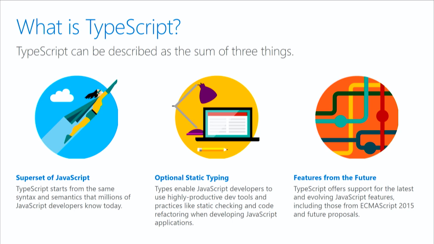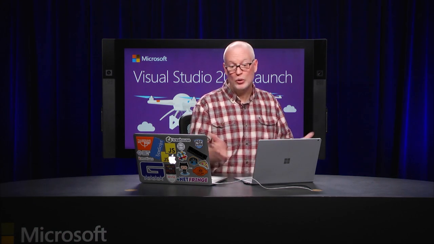And then lastly, features from the future. So this is like what Babel does, in that we're able to write JavaScript code using new ECMAScript 2015, 2016, or even 2017 proposals and have that down-compiled to ES5, for instance, so that it can be used in a wide variety of browsers, even older browsers. We can go all the way down to ES3 in some cases if we needed to.